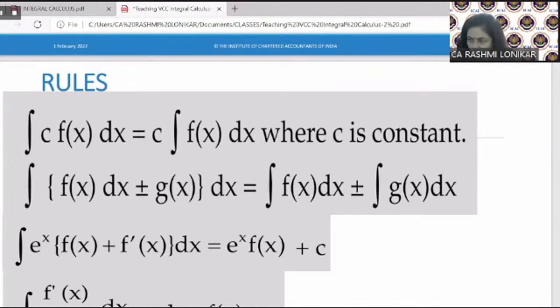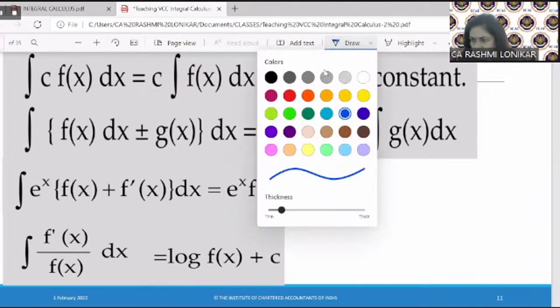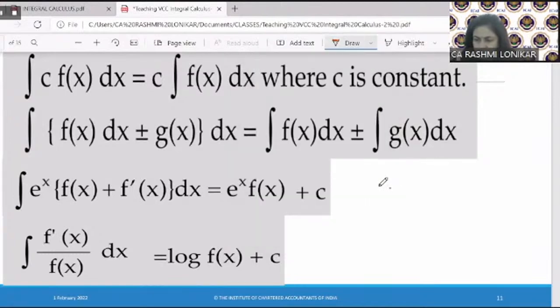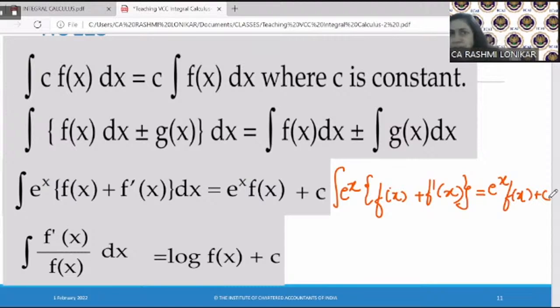Also, there is this important one that you may get for theory also. This one over here, just let me change the color. Okay. This is saying that if I have integration of e raised to x into fx plus f dash x. What does f dash x mean? It is the derivative of the function fx. If I have e^x into fx plus f dash x, this is equal to e raised to x fx plus c. Okay. So this you can get for theory question on it.